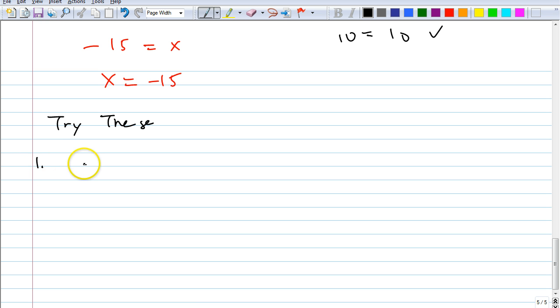How about I give you something like n over 4 equals negative 2? Try to solve everything, okay? Solve. Number 1, n over 4 equals negative 2. Number 2, how about if I give you negative 3x equals negative 9.